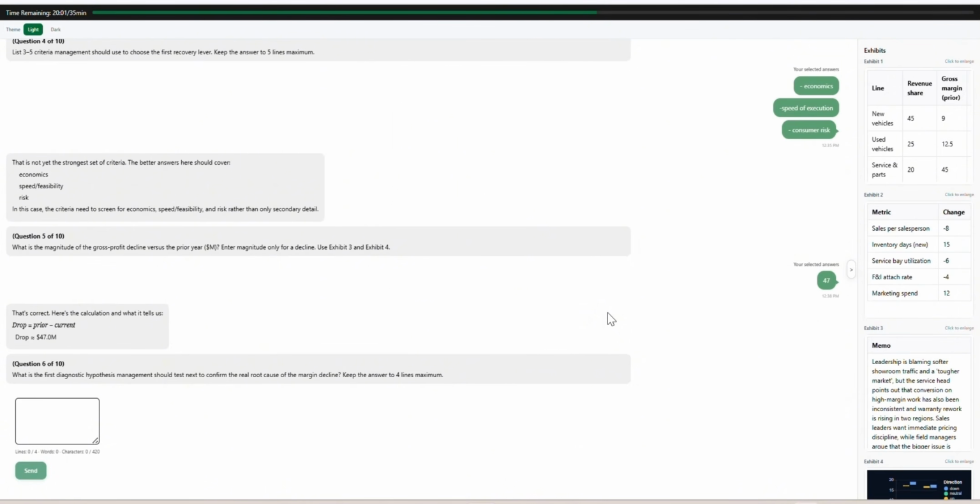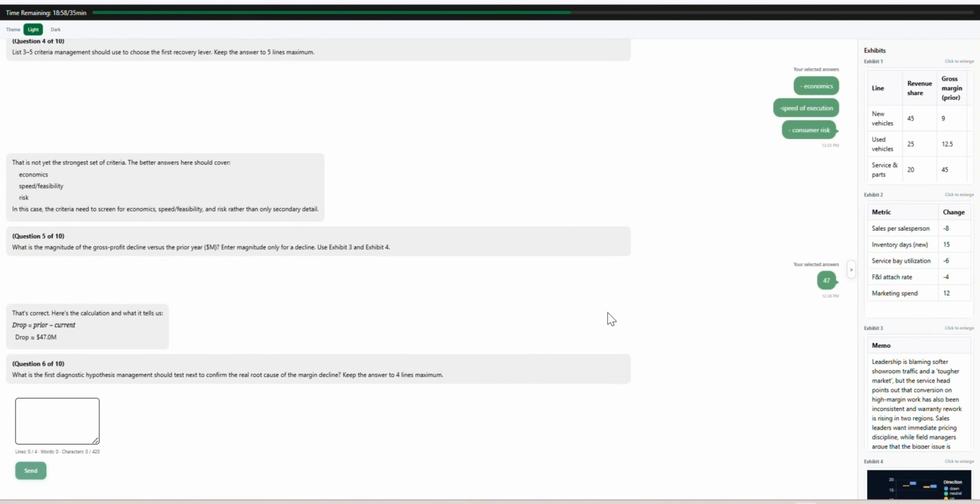Another short open text question. What is the first diagnostic hypothesis management should test next to confirm the real root cause of the margin decline? A strong answer here is to test whether the biggest profit leak is concentrated in core vehicle margin deterioration, especially pricing and discounting pressure. And remember that that was one of our answers from before. And we can figure this out by drilling into margin performance by dealership, sales team, and discount behavior versus peer benchmarks. This is a strong answer because it does three things.